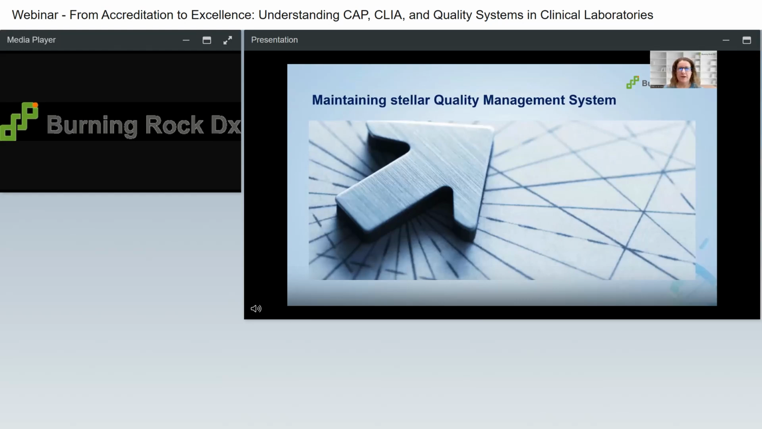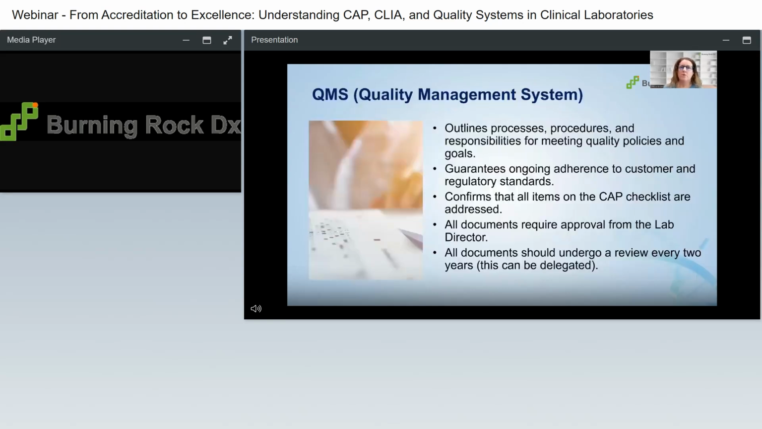All right, so now let's talk about how we maintain a quality management system. So what is a quality management system? A quality management system outlines all of the policies and procedures to make sure that you are meeting your quality policies and your goals. Doing this assures that we are adhering to both the customer requirements and any regulatory standards, be they CAP, CLIA, federal regulations, or the pharmaceutical client requirements.